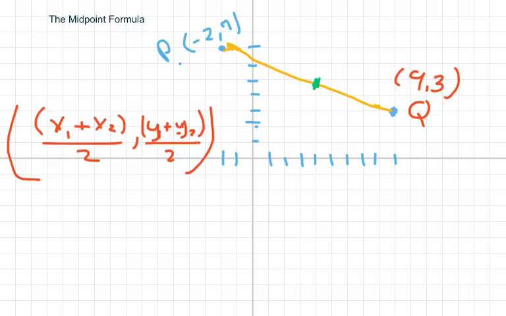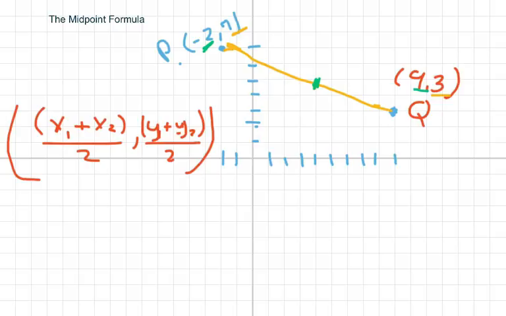Basically, we take our x's here and add them up and take half of it. It's like taking the average. Then we'll take our y's here, add those up and take half of them.